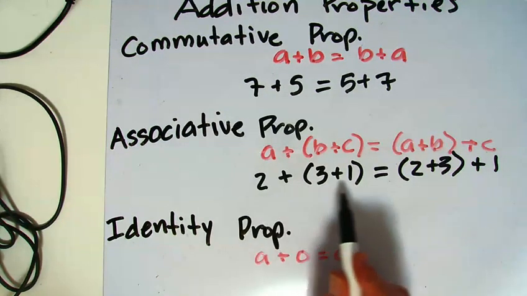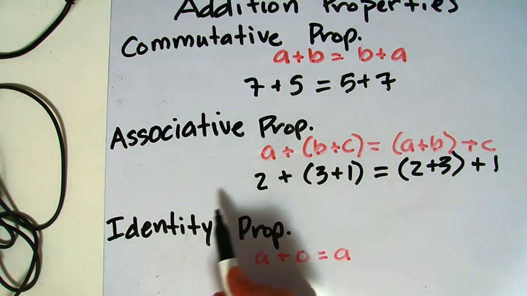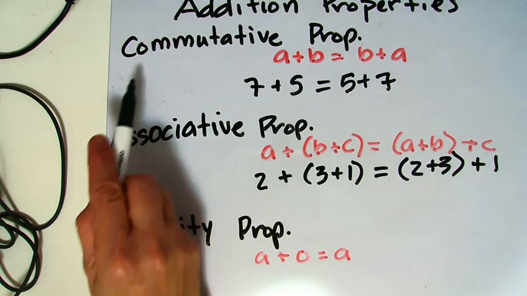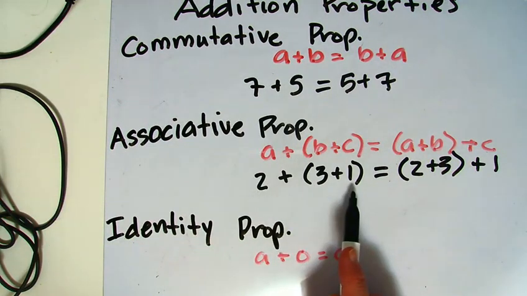Notice that the numbers that are written down are in the same order. If I had changed the order, that would mean I was applying commutative property. But because I just want to look at associative property, I'm going to keep the same order and just apply the grouping symbols in a different location.